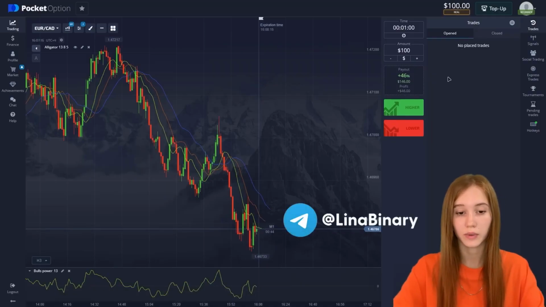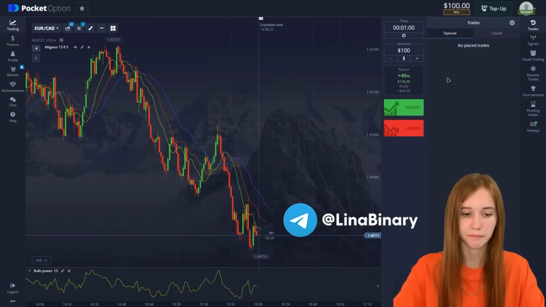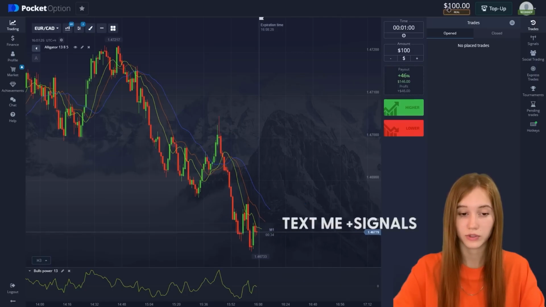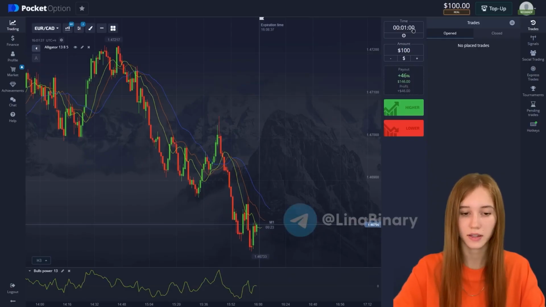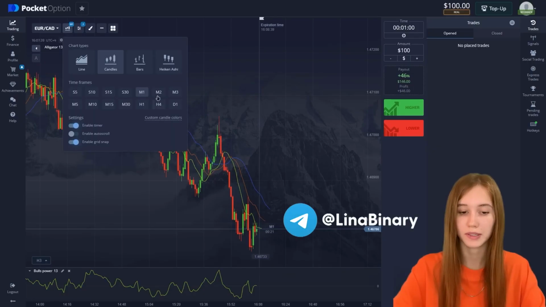So $100 is the deal amount for today. There will be minute trades, and let's start our trading. So there will be minute trades as I said, therefore we include a minute time frame and candles.